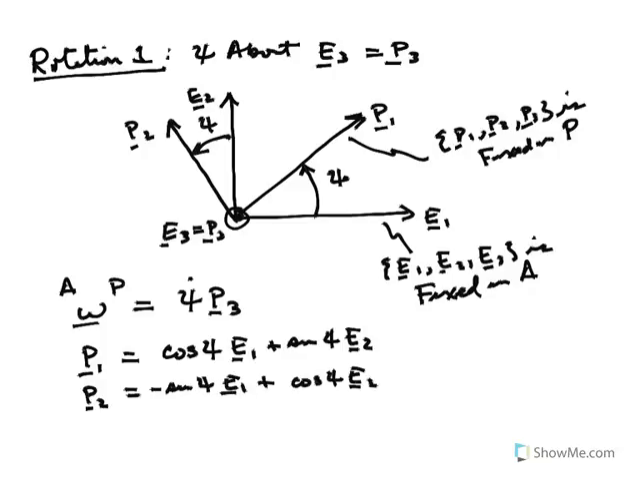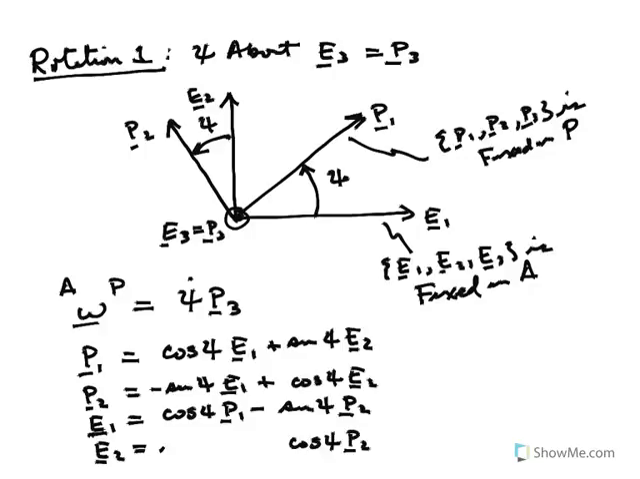And as a result of that, I can write the inverse transformation, which looks like this: E1 is equal to cosine of psi times P1 minus the sine of psi times P2, and then E2 is equal to cosine of psi times P2 plus the sine of psi times P1. So that gives me a way to go back and forth between these, and that just tells you the relationship between all of these.